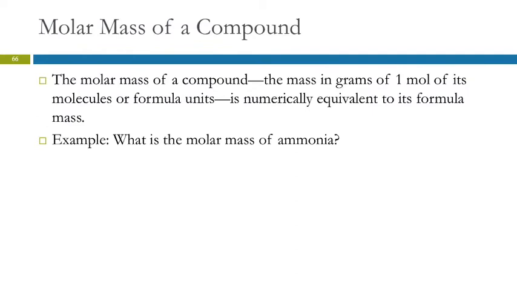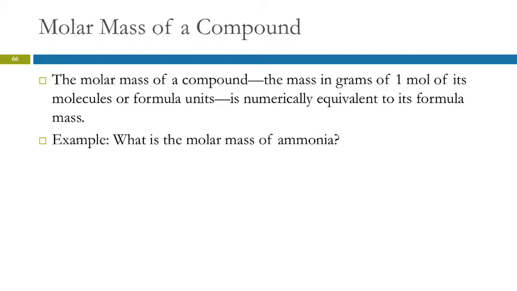So that's formula mass. The molar mass for a compound. This isn't the mass of a formula unit. This is the mass of a mole of the compound. So it's the mass in grams of 1 mole of molecules or 1 mole of formula units. And just like with the atomic mass and the molar mass of an element, it's the same number, just a different unit. So it's grams instead of atomic mass units.